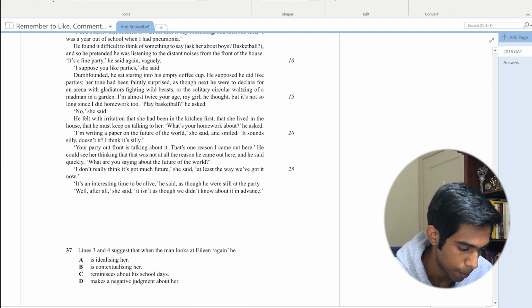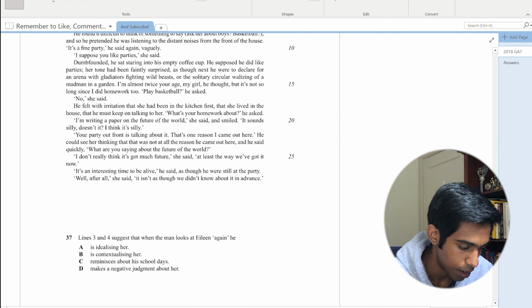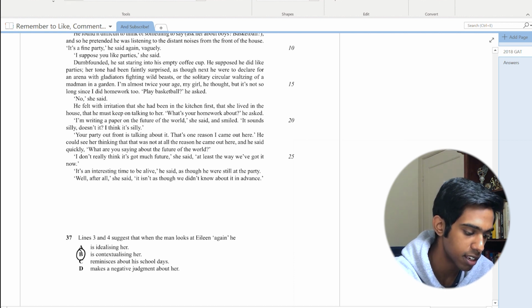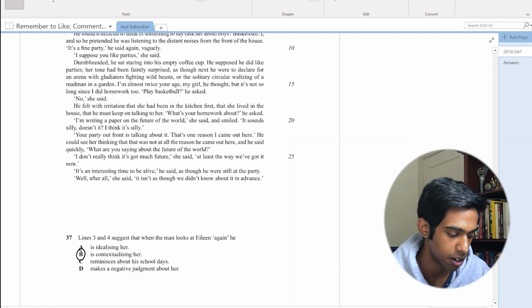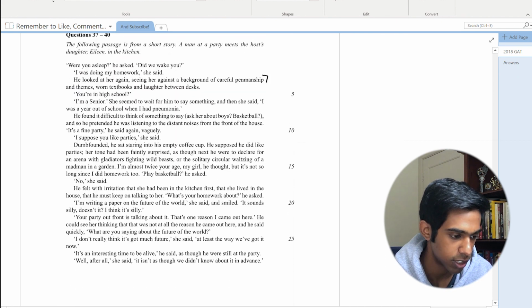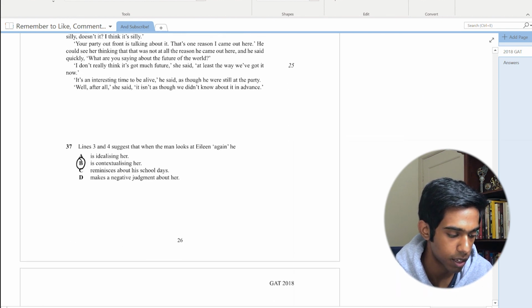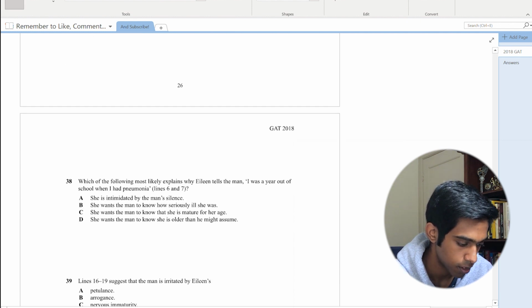I don't think he is idealizing. I think he is contextualizing her because he didn't look at her properly before. So contextualizing, he's giving himself an idea of what she's actually doing.